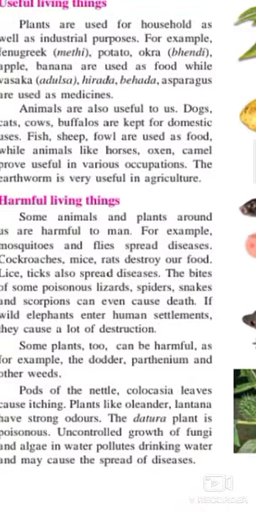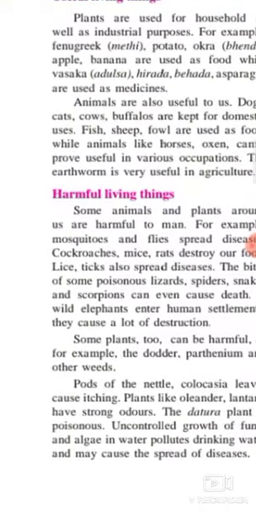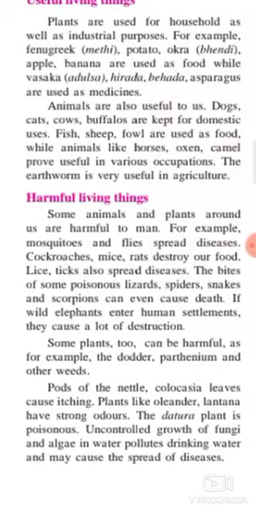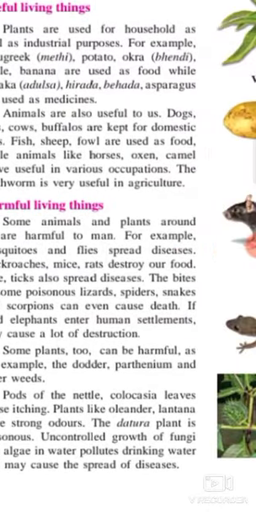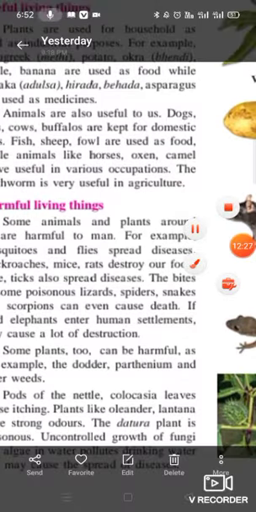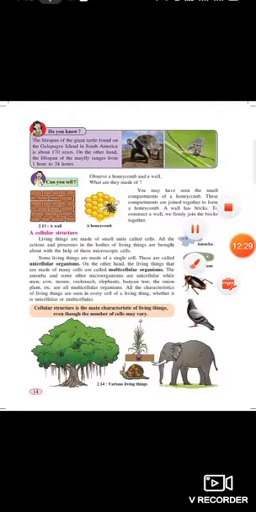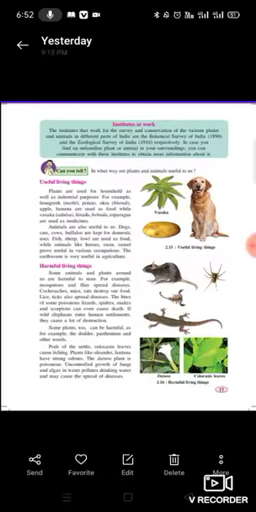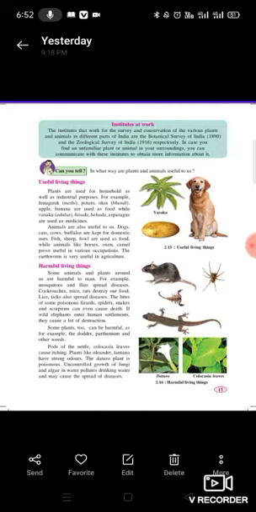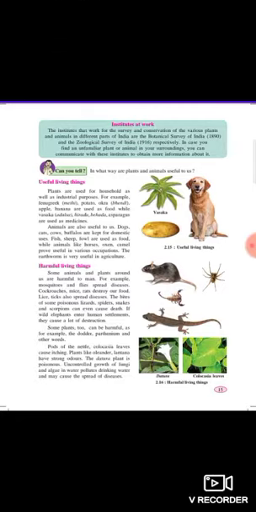Uncontrolled growth of fungi and algae in water pollutes drinking water and may cause spread of diseases. Okay, I hope you all understand. I hope you understand the cellular structure, useful living things, harmful living things. Just after this video, I will explain in the next video about the wild animals. Okay.